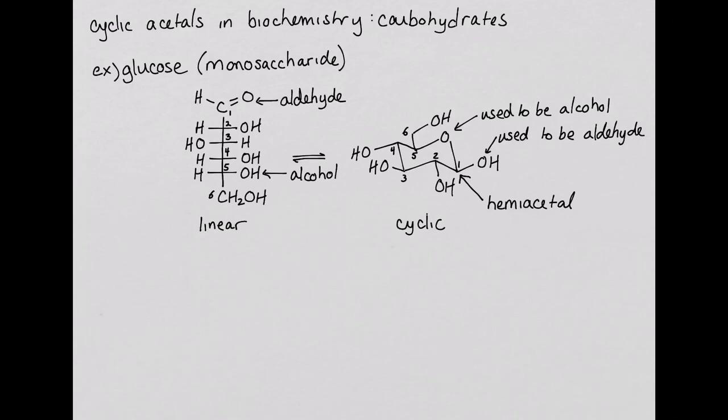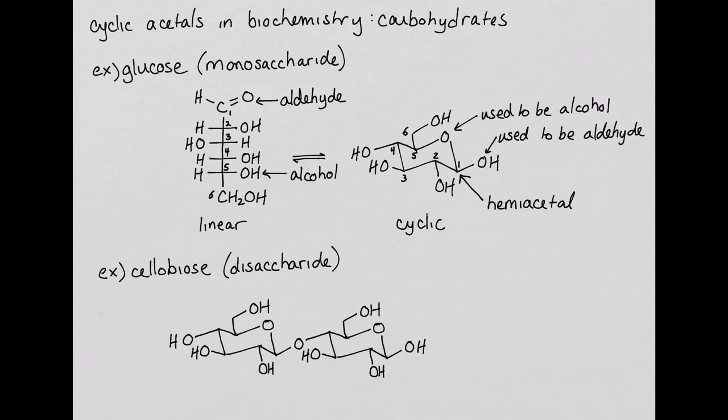When monosaccharides condense to form disaccharides or larger carbohydrates, they form acetal structures. Let's consider the structure of cellobiose. This is a disaccharide made up of two glucose monosaccharides. This disaccharide contains both a hemiacetal and an acetal.